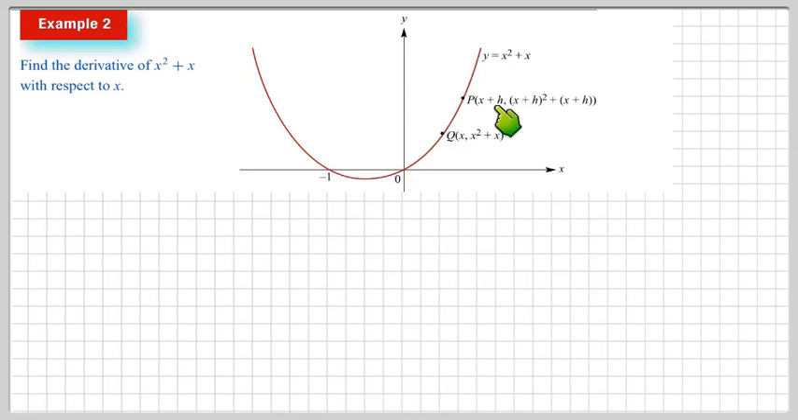So it's x plus h, and then you apply the formula, the rule for the function, where x is x plus h. You know, the x value is x plus h. So that's the formula, right? So it'll be x plus h all squared plus x plus h.